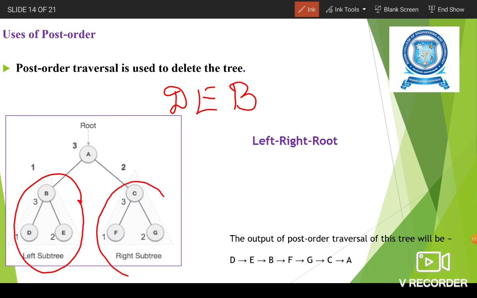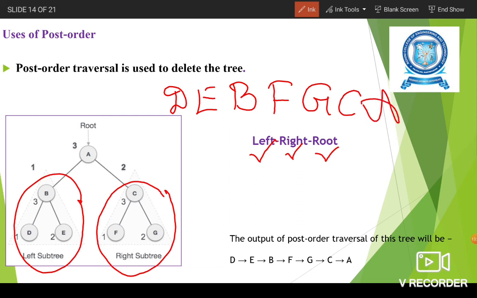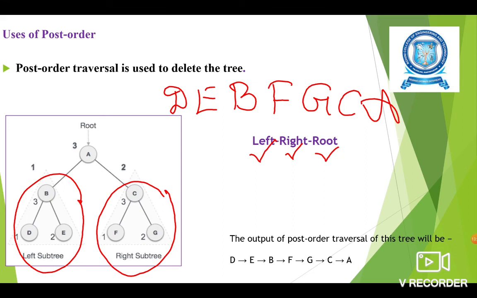Now we are going to traverse the right subtree. Again apply the same concept: left, right, root. That is, left is F, right is G and then root is C. Now the left subtree is traversed, the right subtree is traversed. Move on to the root node and the root node gets printed. So it is A. Check with the output: D, E, B, F, G, C, A. This is how postorder traversal takes place.